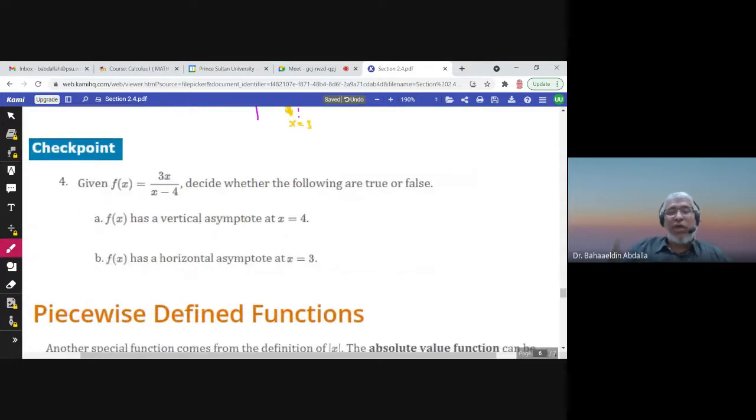Okay. Given this function, decide whether the following are true or false. Vertical asymptote x equals 4. 4 is a 0 of the denominator. It's not a 0 of the numerator, so this is true. It has a horizontal asymptote y equals 3. The degree is 1 in the numerator, the degree is 1 in the denominator. Coefficient of x is 3, coefficient of x is 1, 3 over 1 is 3. So this is also true.